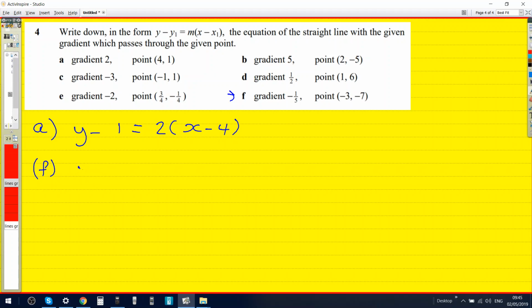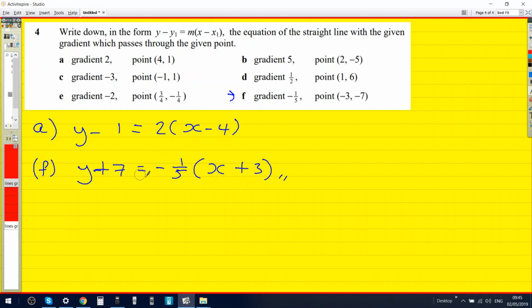Y plus 7 equals minus 5 minus a fifth, x plus 3. Sorry. Yeah, that's it. And yeah, technically they wanted the equation of a line.